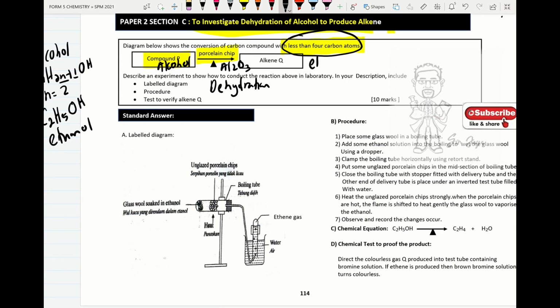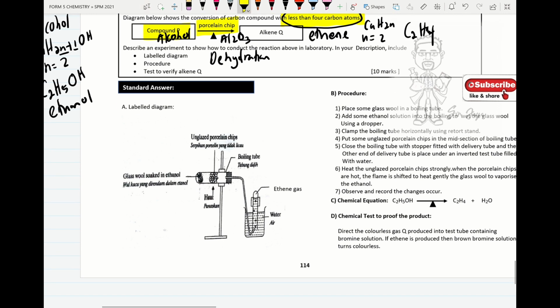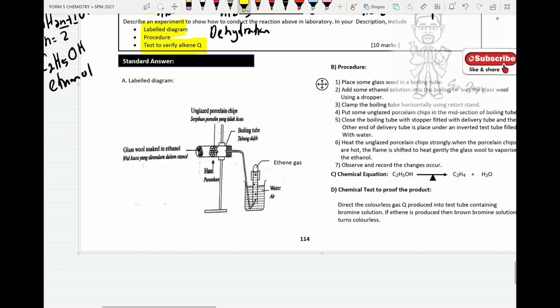Ethanol will produce ethene. Ethene, the general formula of alkene is CnH2n, apply n=2, so C2H4. In this experiment, they want the labelled diagram, procedure, and how to verify the alkene Q. So the labelled diagram will be here.